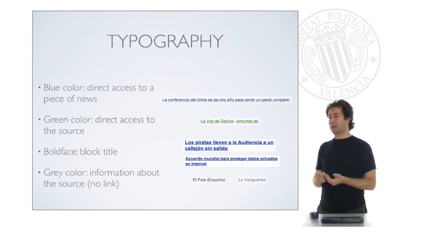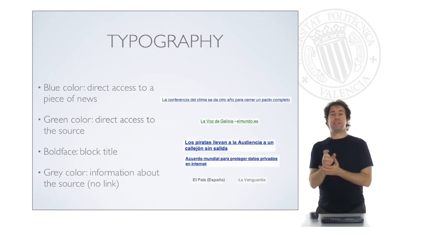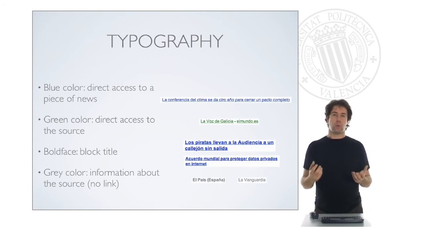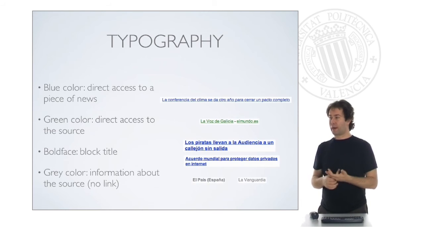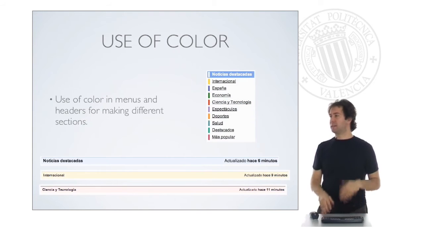Here they're using gray color to indicate that what they are showing in gray is information about the source. You have a piece of news, and then they have in gray the name of the source, and this is not a link. So this is used homogeneously in the whole website. Whenever you see something in gray, this indicates that you see the media, but you don't have a link on that. Okay. Let's see another example.